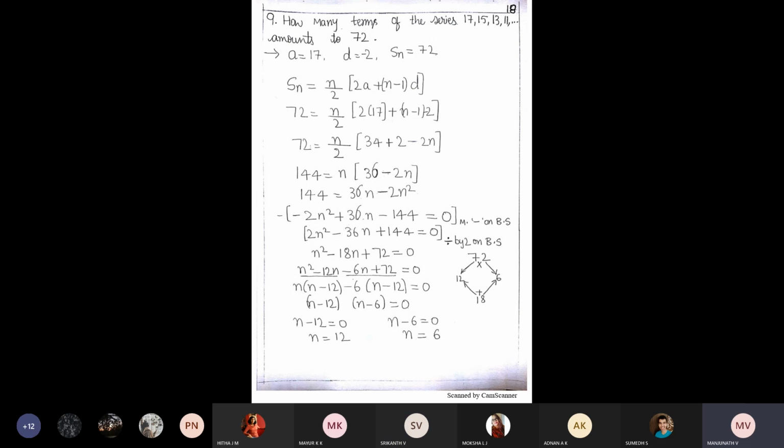Now you multiply the coefficient of the first term and the constant, that is a and c. A is 1, and the last term value is 72. 72 multiplied by 1 gives us 72. You have to factorize the 72.